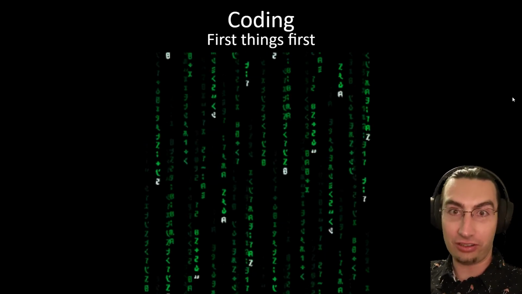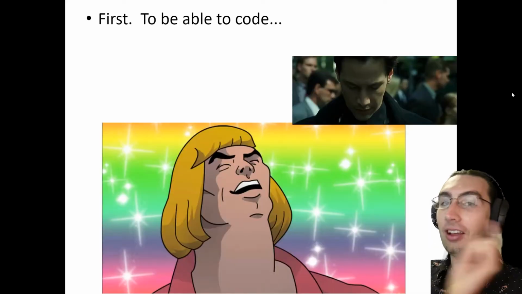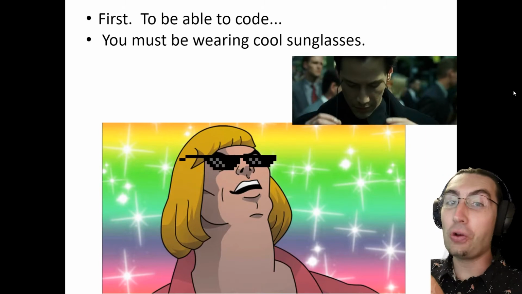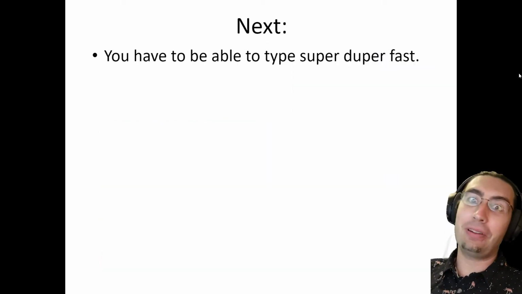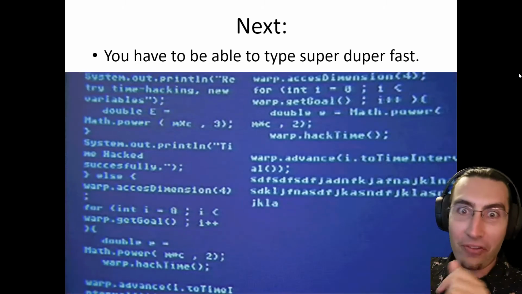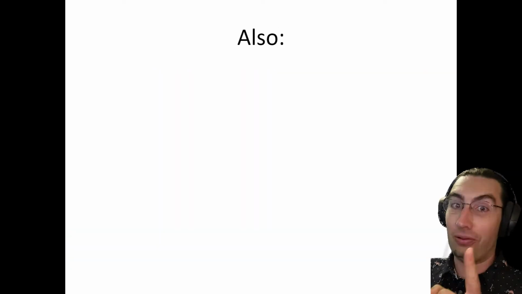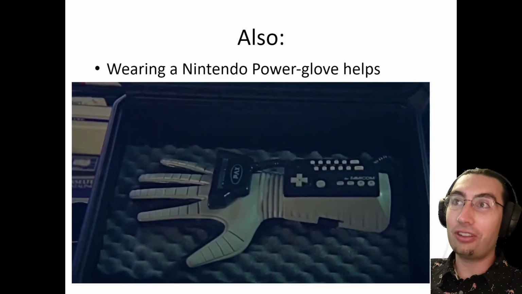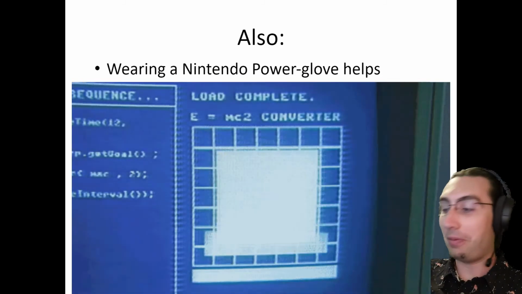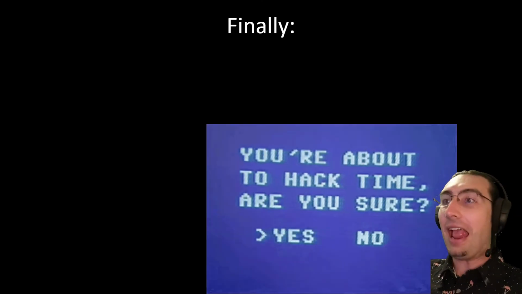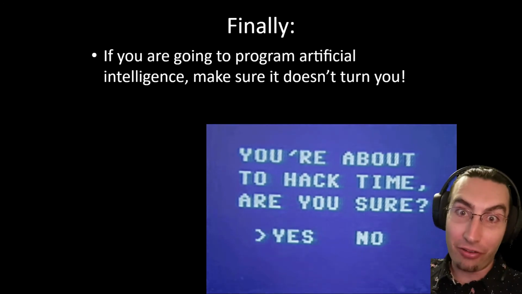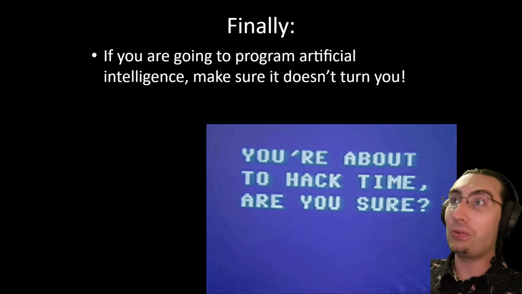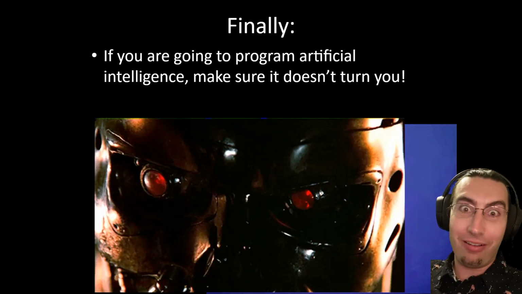First things first. To be able to code, you need to be wearing cool sunglasses. Next, you have to be able to type super duper fast. Also, wearing a Nintendo Power Glove could help, I think. It could probably help a little bit. And finally, if you are going to program an artificial intelligence, make sure that it doesn't turn on you.